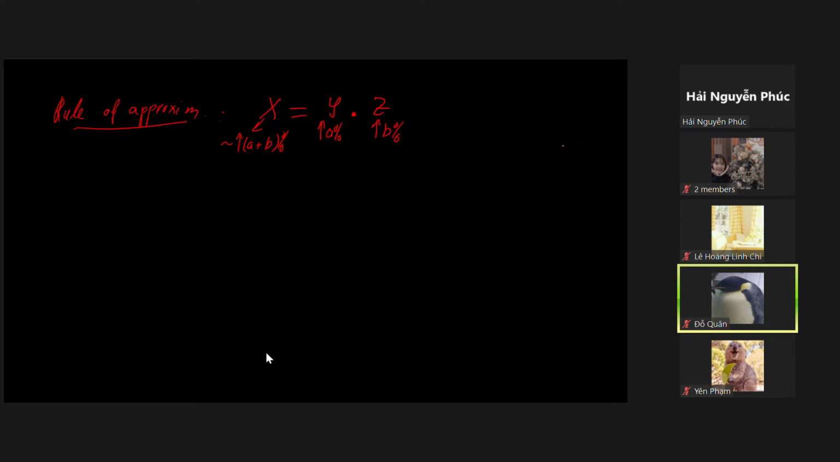We have the following. If we have x equal, then if y increased by 8%, z increased by b%, then we can approximate, right? We can estimate with confidence that the increase of x is going to be a plus b%. All right.